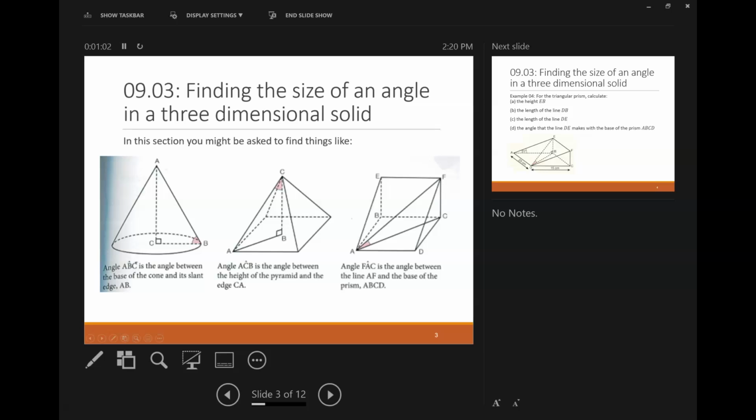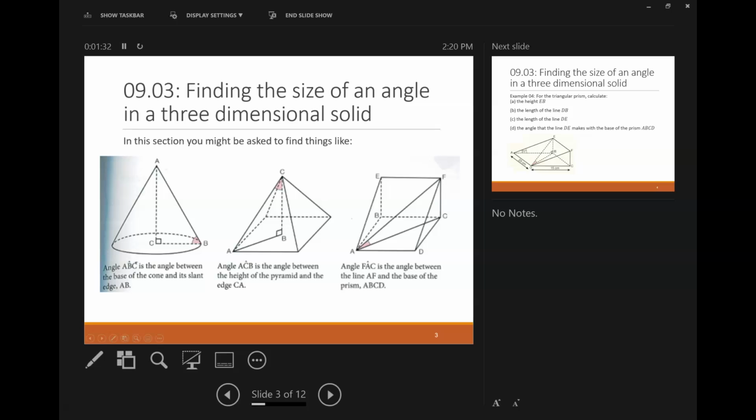So some examples here of angles. We might be interested in finding the angle between the slant edge of our cone and the base of the cone. That would be the angle ABC. We might be interested in finding the angle between the height of our pyramid and the slant edge of the pyramid. That would be the angle ACB.